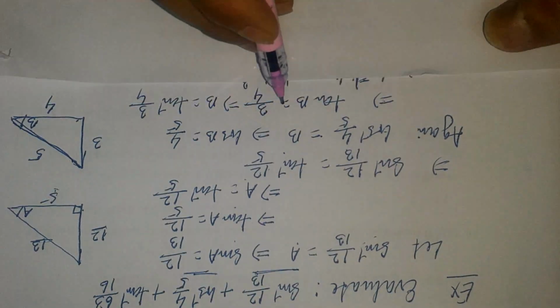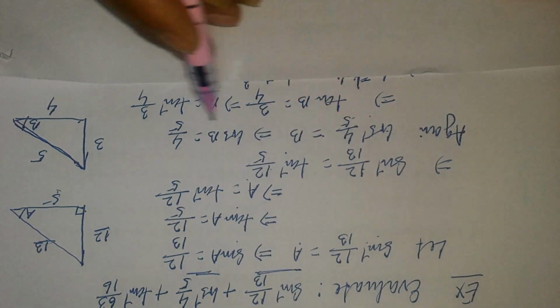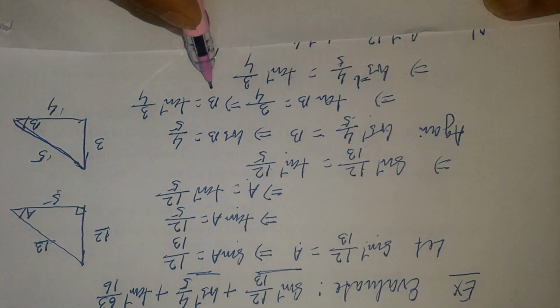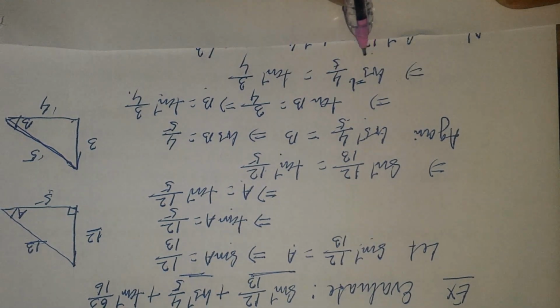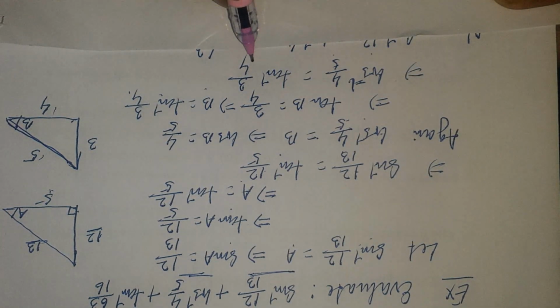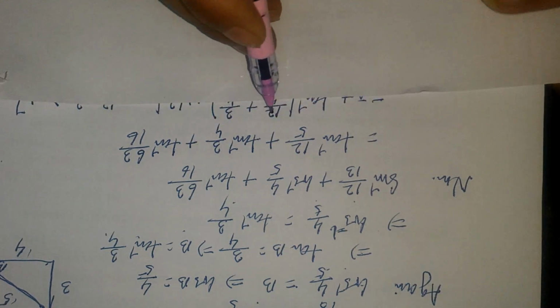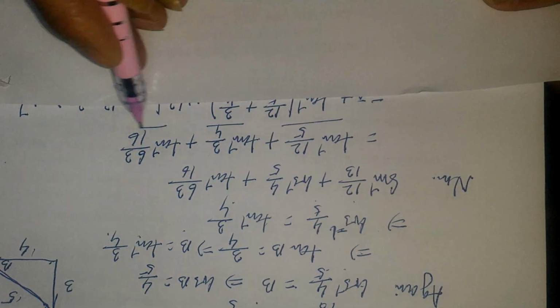In the same way, you can write cos inverse 4 by 5. Again take the triangle, 4 by 5, it gives you 3. So B is tan inverse 3 by 4. It means cos inverse 4 by 5 can be written as tan inverse 3 by 4. Now this whole thing we'll write in terms of tan inverse. We have already got it.